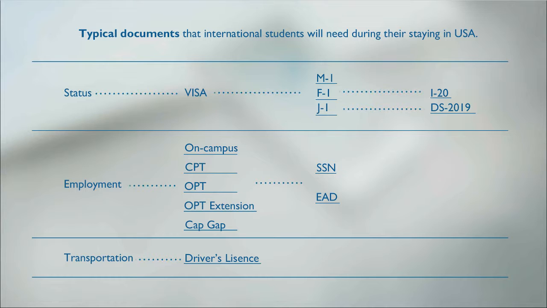So the biggest part is the visa. There are 3 types of visa: M1, F1, and J1, and other support documents. And for the employment applications and documents, there are 5 different types and 2 different forms or applications for support. For transportation, there is certainly driver's license and other IDs from the DMV.